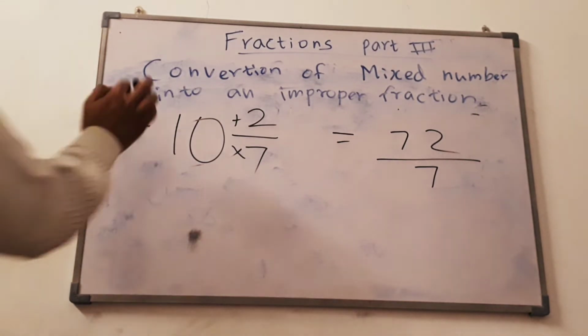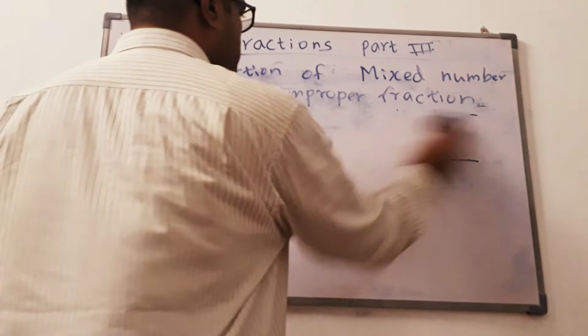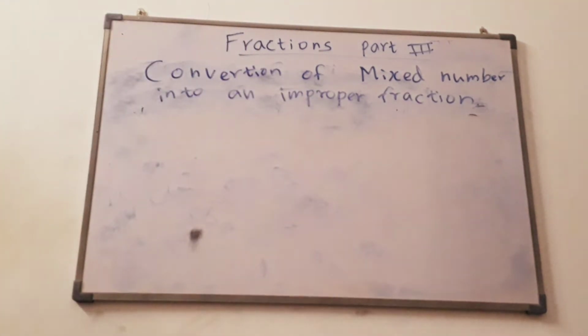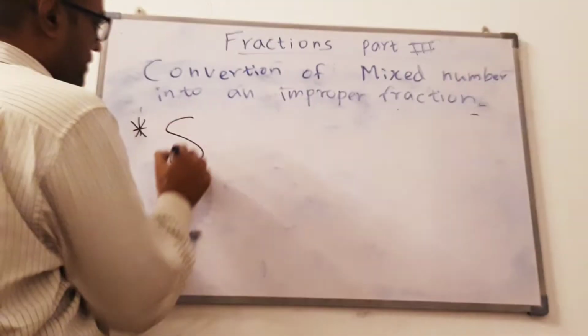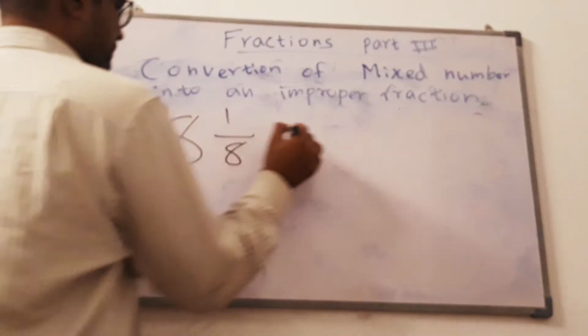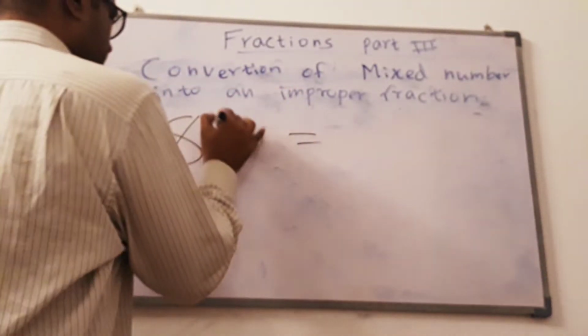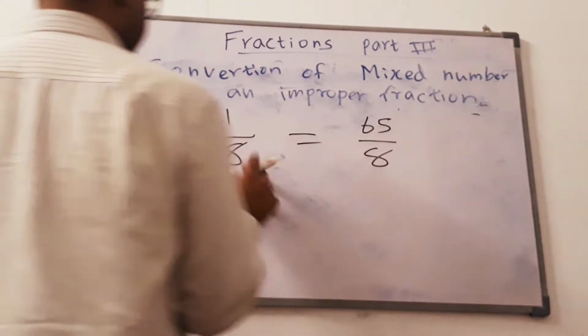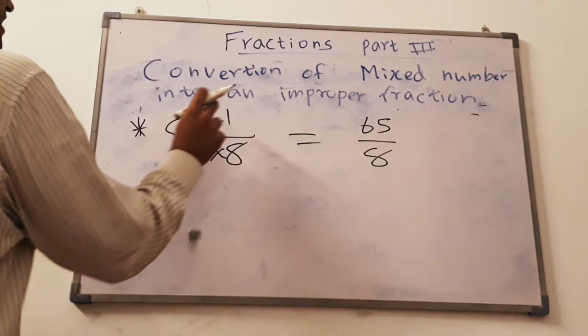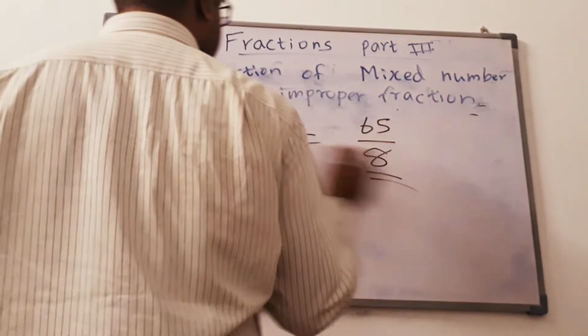Next. 8 and 1 over 8. 8 times 8 is 64, and plus 1 is 65. So 65 over 8. This is the answer.